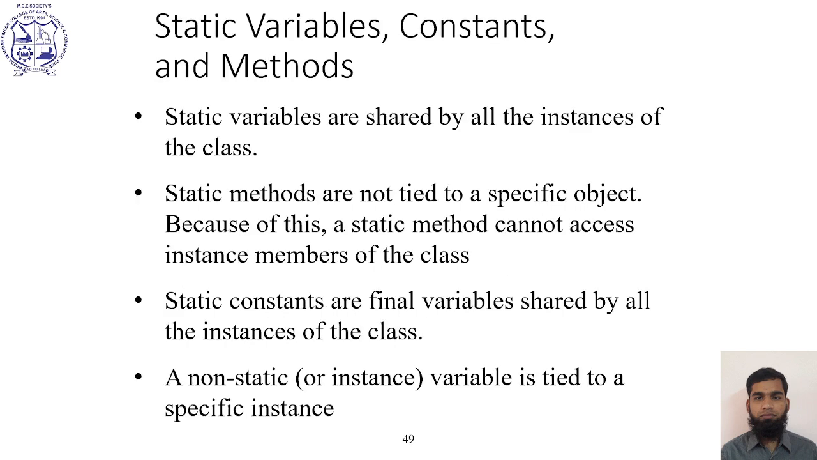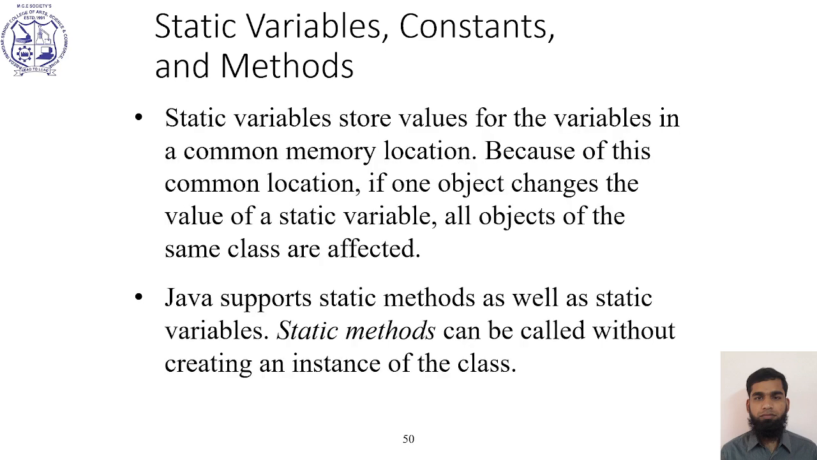Static variables, constants, and methods. Static variables are shared by all the instances of the class. Static methods are not tied to a specific object. Because of this, a static method cannot access instance members of the class. Static constants are final variables shared by all the instances of the class. A non-static or instance variable is tied to a specific instance. Whenever we are declaring a static variable, static constants, or static methods, we have no need to create an object of the class.